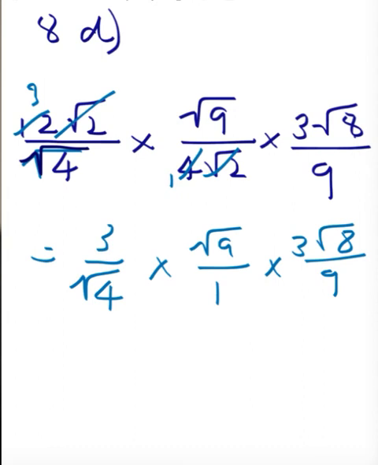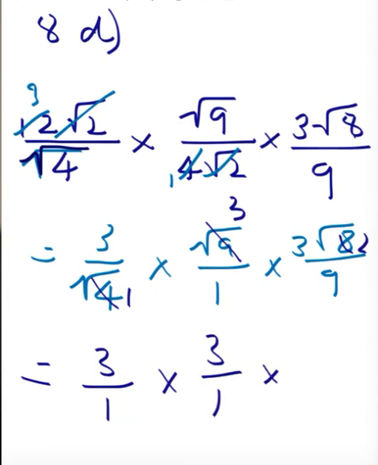All right, now I'm going to try and simplify my surds, and I know that the square root of 4 can be simplified with the square root of 8. So 4 and 8: 4 divided by 4 is just 1, and 8 divided by 4 is 2. And then the other thing I can do, I've got no more square roots on the bottom to simplify with the 9, but the square root of 9 is just a whole number 3. So now I've got 3 over, the square root of 1 is just 1, times 3 over 1 times 3 square root 2 over 9.